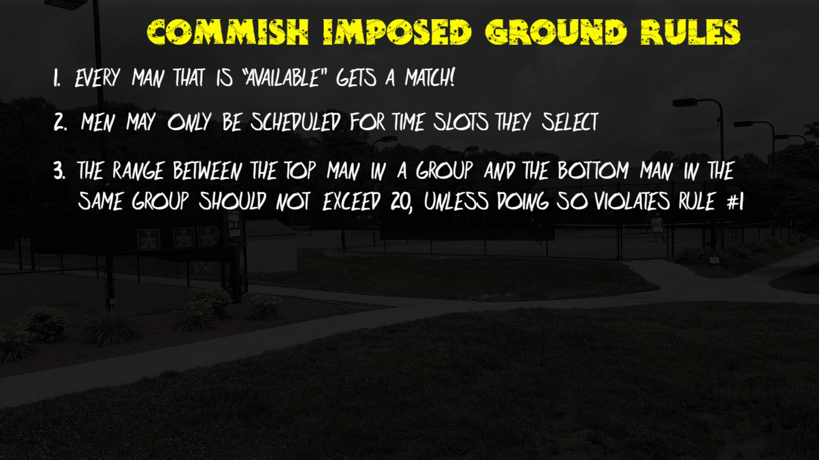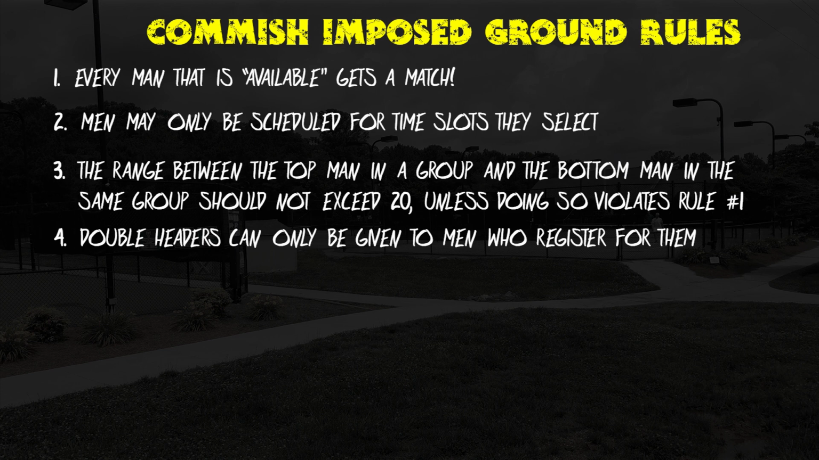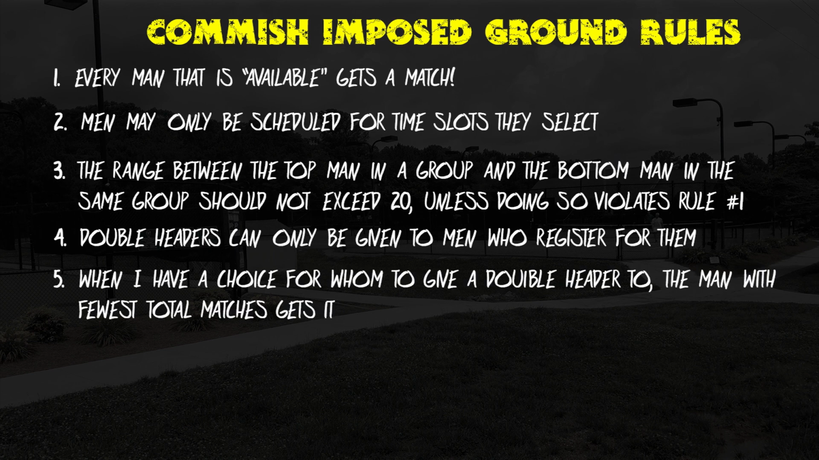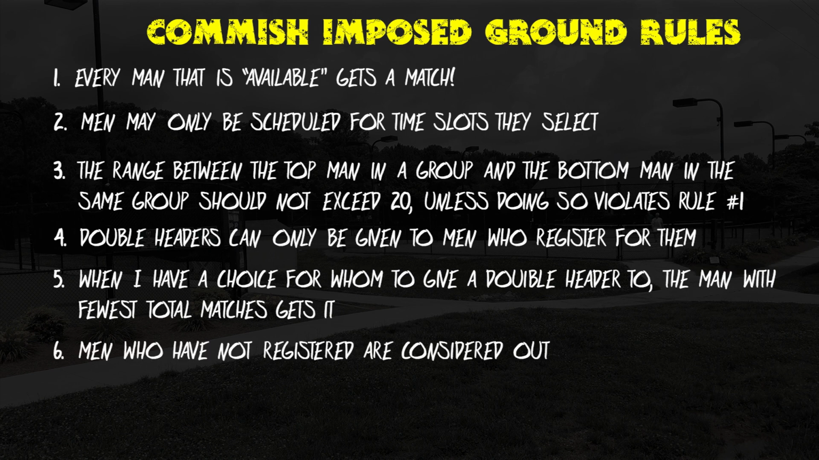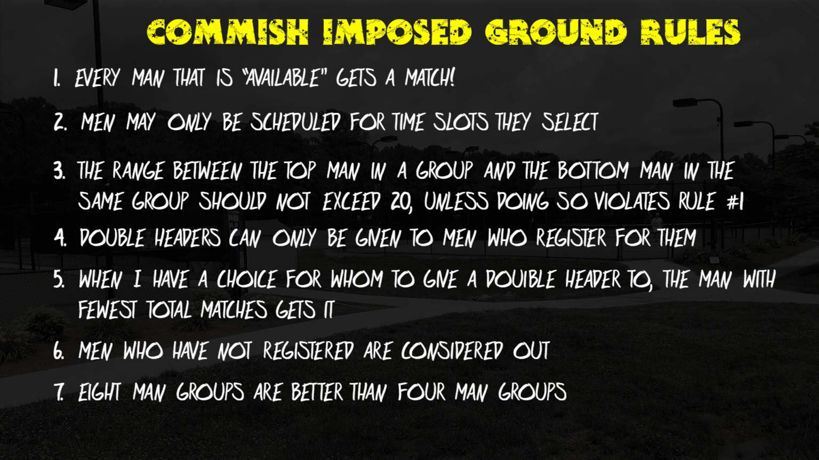3. The range between the top man in a group and the bottom man in a group should not exceed 20 unless doing so violates rule number 1. 4. Doubleheaders can only be given to men who register for them. 5. When I have a choice for whom to give a doubleheader to, the man with the fewest total matches gets it. 6. Men who have not registered are considered out.